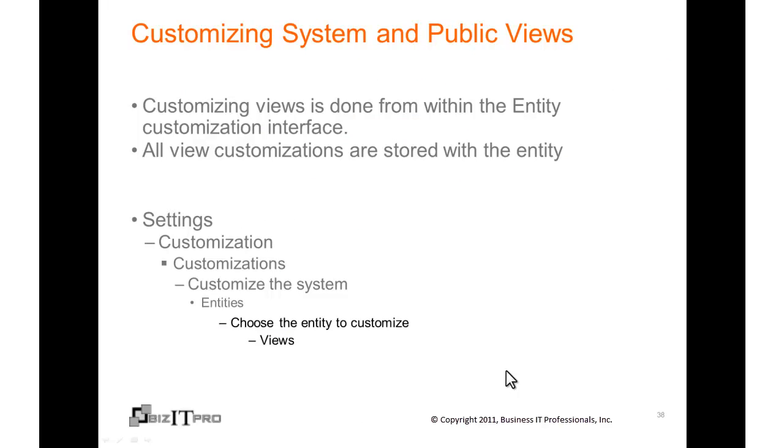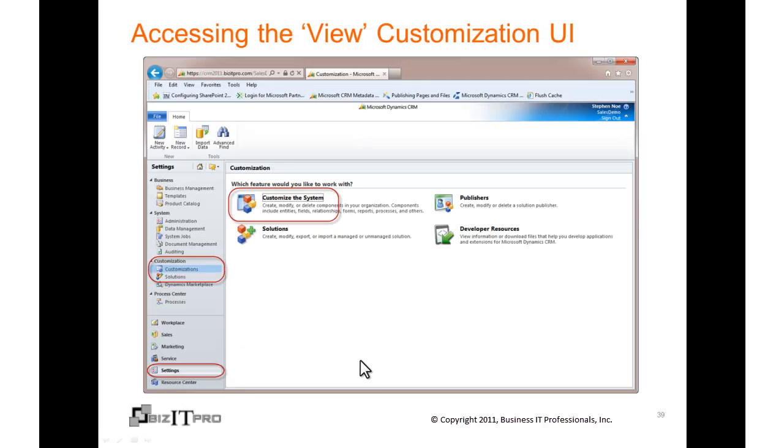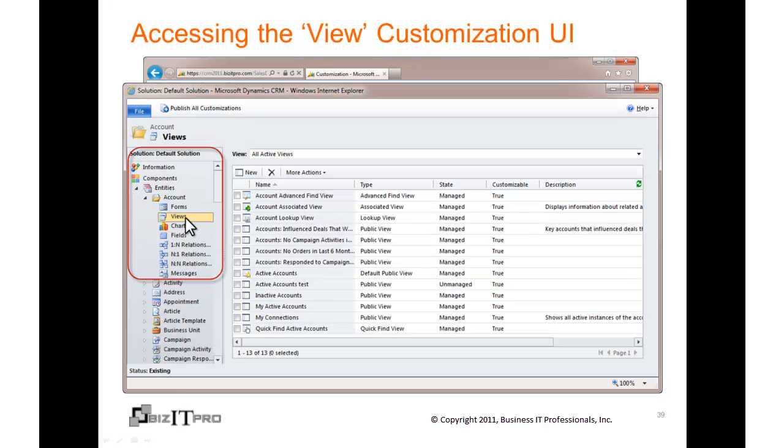Customizing system and public views. Customizing of views is done from within the entity customization interface. All view customizations are stored with the entity itself. To get there, you go to Settings, Customization, Customizations, Customize the system, Entities, choose the entity to customize, and Views. To access the View Customization user interface: Settings, Customizations, Customize the system, and then select Views from within the entity that you wish to work on.